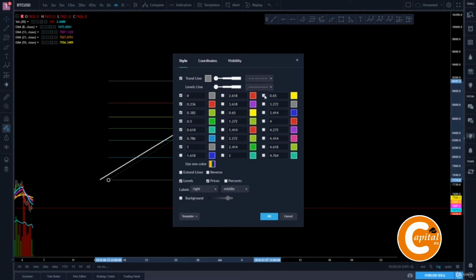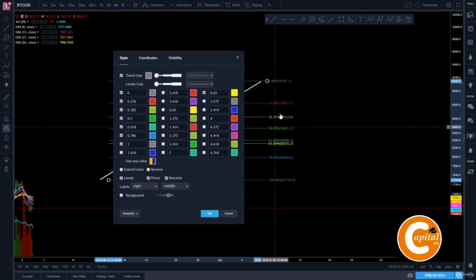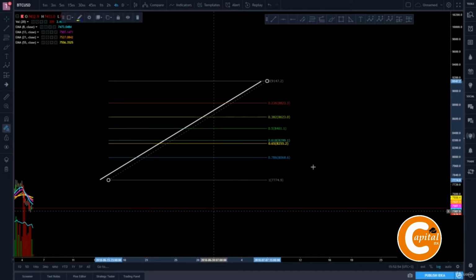Right here at the bottom of this menu, I like to keep the labels on the right and to disable the background because I like to see this indicator very clearly. And here you have this option called percents, which allows you to see the retracement of the main trend in percents instead of numbers. But keep in mind that it is the same thing and it's just a matter of preference. I will keep mine in the default setting. Now we are done, so click OK.